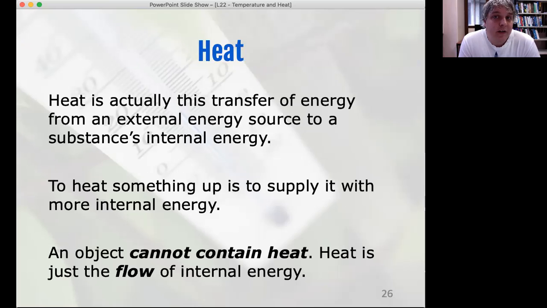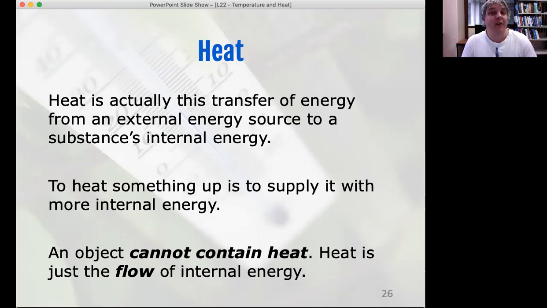So we've defined internal energy as being the sum of all those different types of energy that can occur inside a substance. Temperature is a measure of the average translational kinetic energy of those atoms making up the substance. What is heat then? Heat is the transfer of energy from one substance to another. So if you've got an object and you want to heat it up, you have to provide energy to it in order to increase its average internal translational kinetic energy. You need to provide heat in order to do that, and that heat is the flow of energy into or out of a substance.